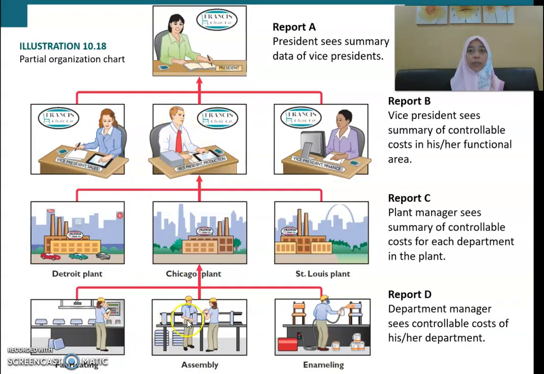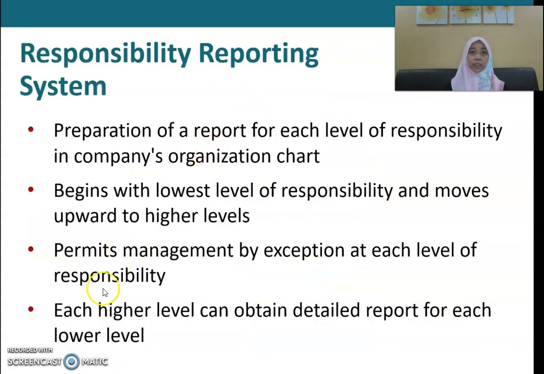For example, you start from the lower level. The department manager sees the controllable cost of his or her department, and then it moves upwards to the next level, the plant manager, who sees the summary of controllable cost for each department in that particular plant, and then it moves up to here. So the vice president sees the summary, and then the president sees the summary. So you can see here each higher level can obtain the detailed report for each lower level. So it begins with the lowest level of responsibility, and then it moves upwards.